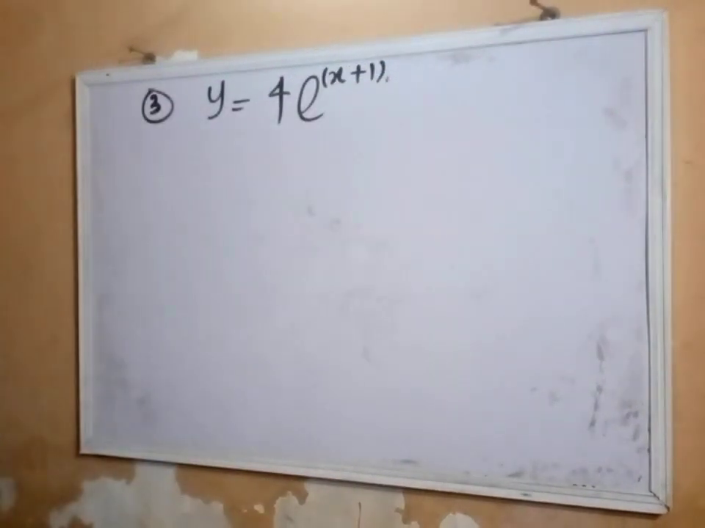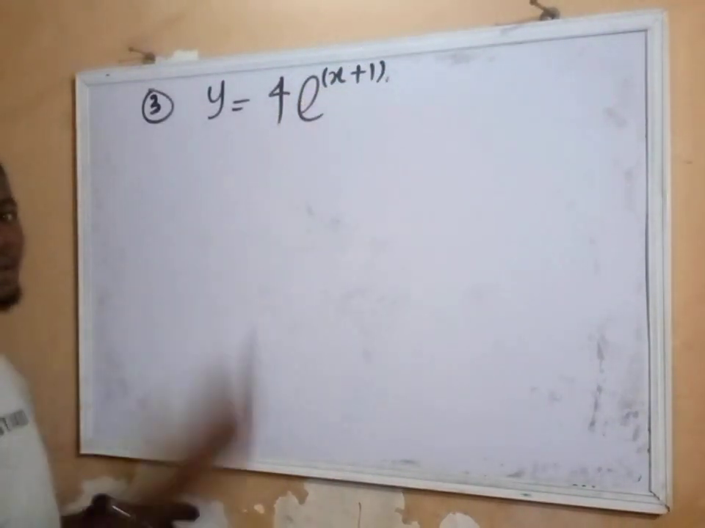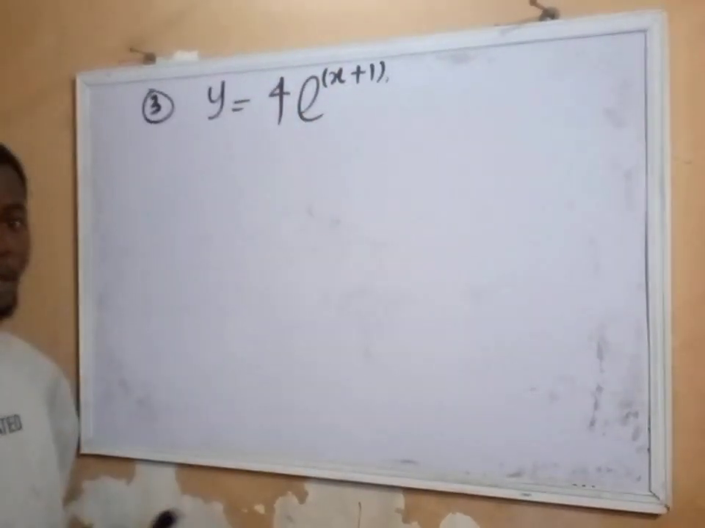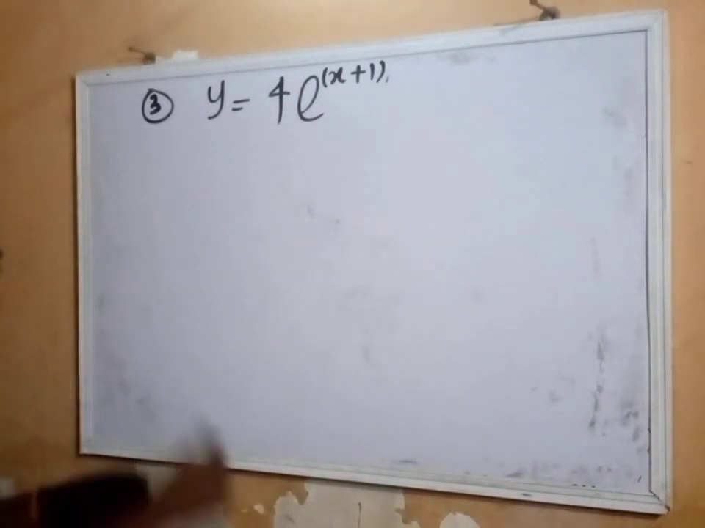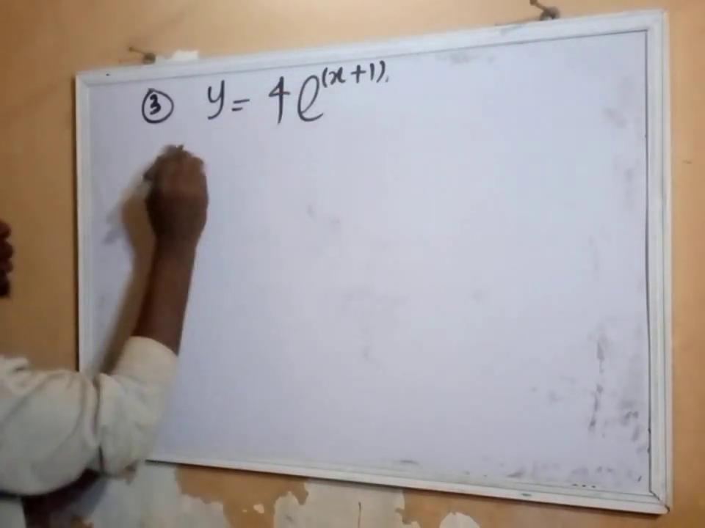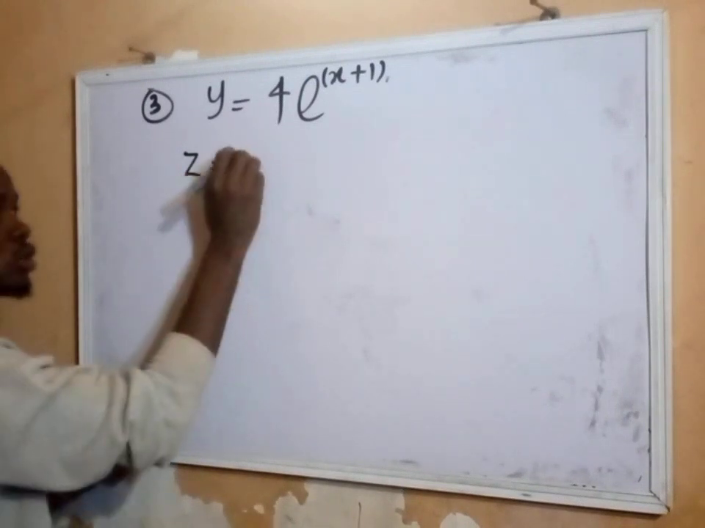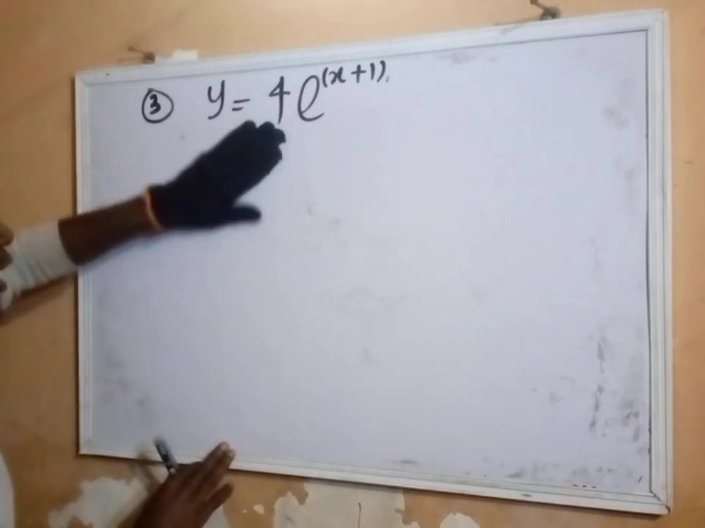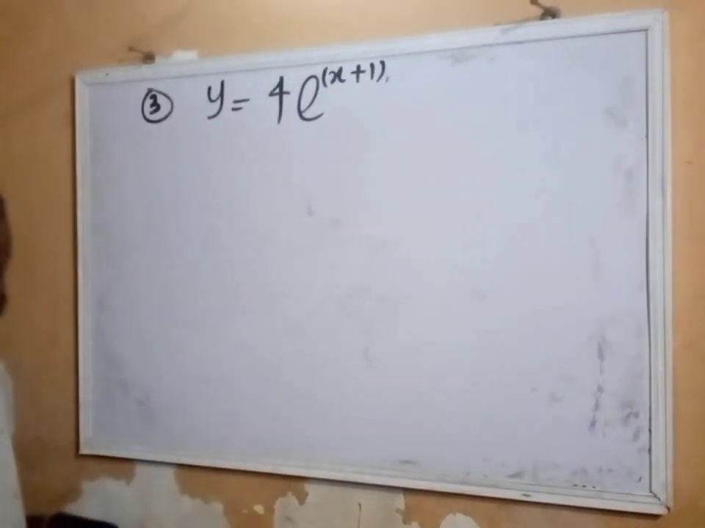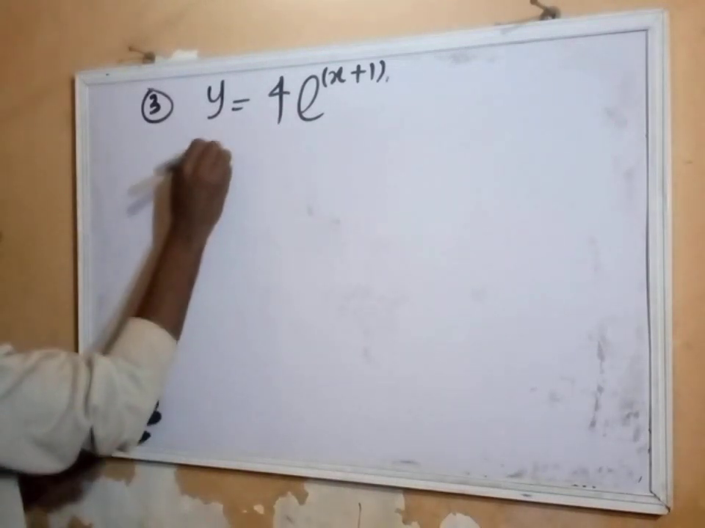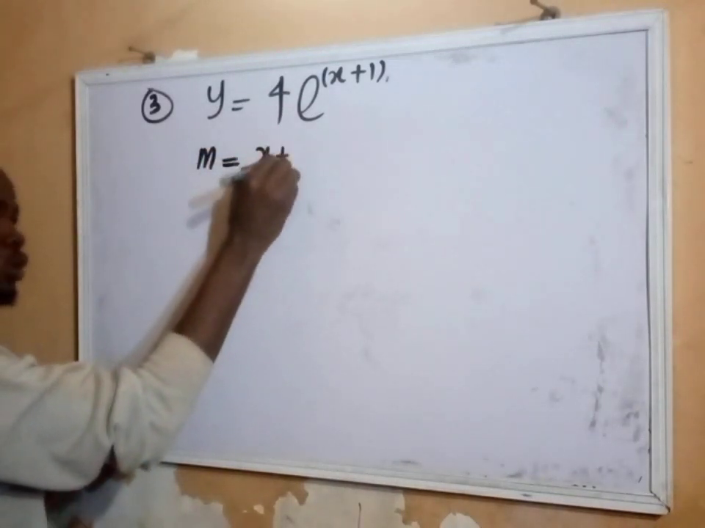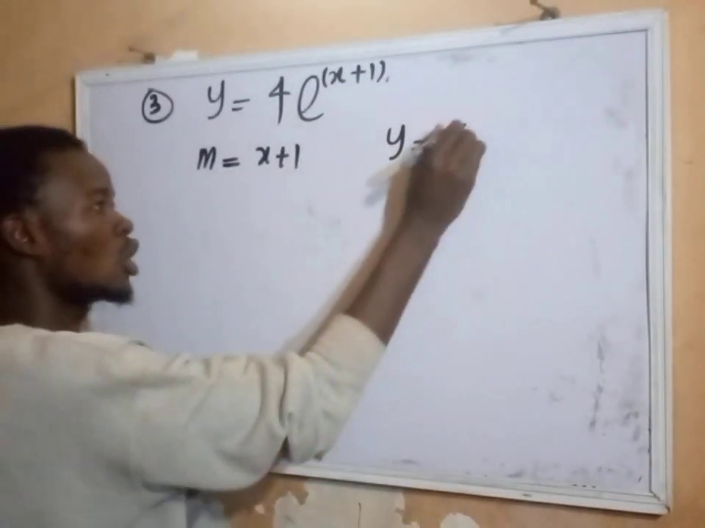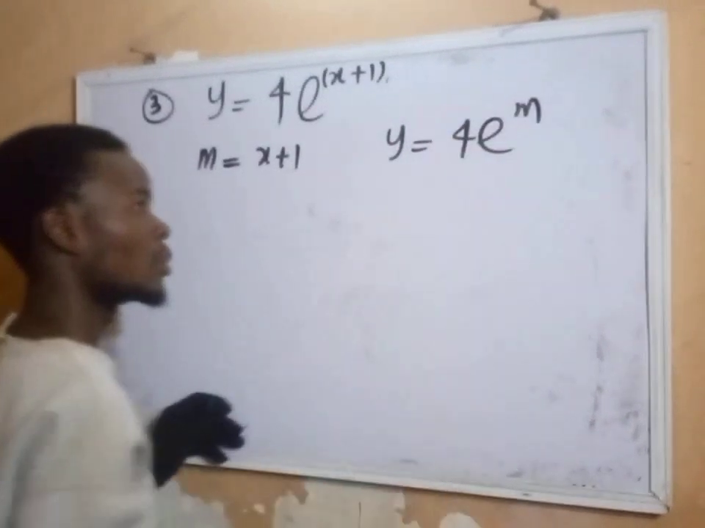Given this particular function, you see that we have exponential and the linear function. Because the highest power of this x is 1, we have the linear function and exponential function combined together, a function in another function. So the first thing that should come to your mind is, let this one be something. You can use any alphabet as far as your differentiation is accurate. I'm using m equals x plus 1, and the y here becomes 4 exponential of m.